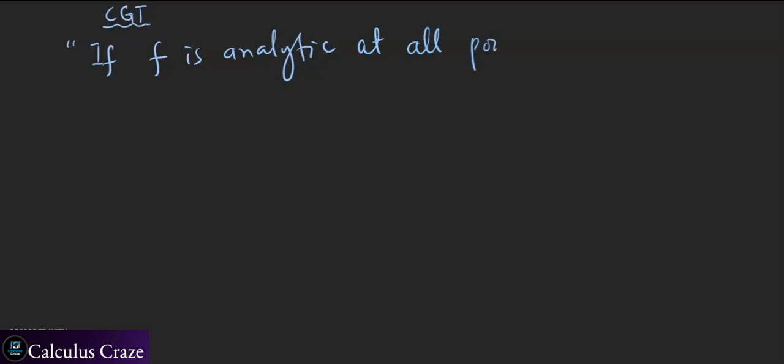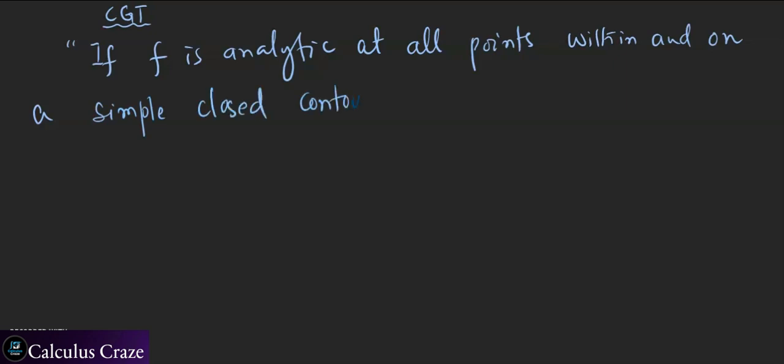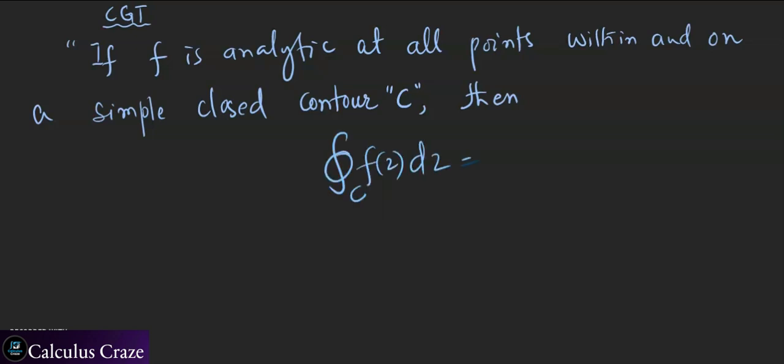So I can also state it as the Cauchy-Goursat theorem, but restated. If f is analytic at all points within and on a simple closed contour C, then I have the same result, that over this contour my function has integral 0.